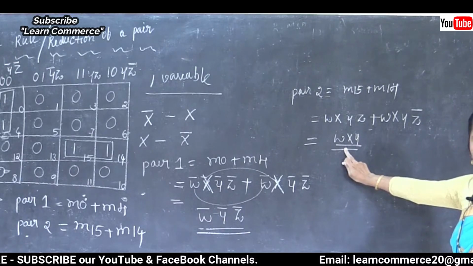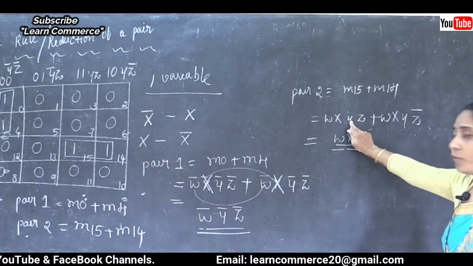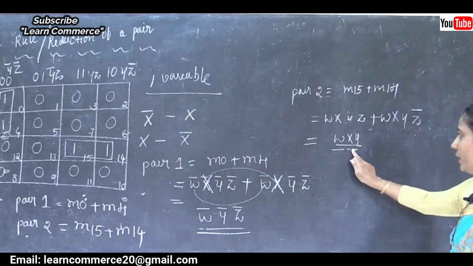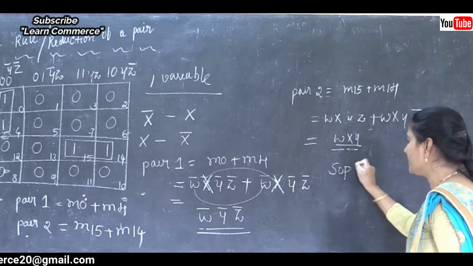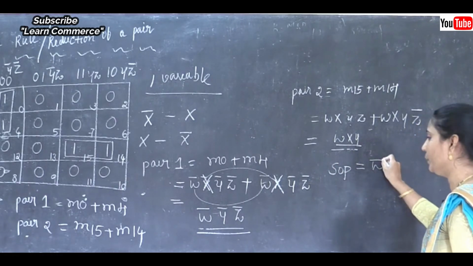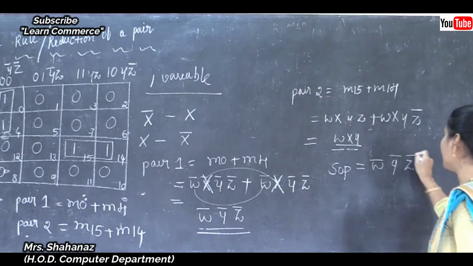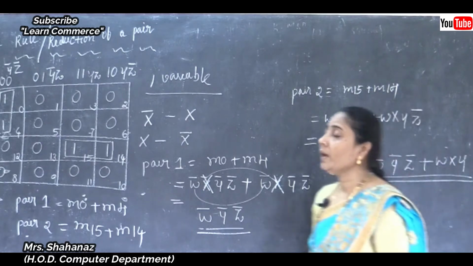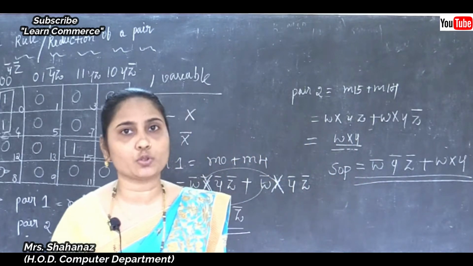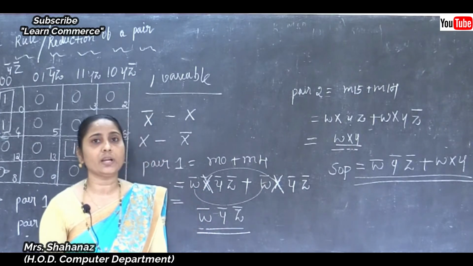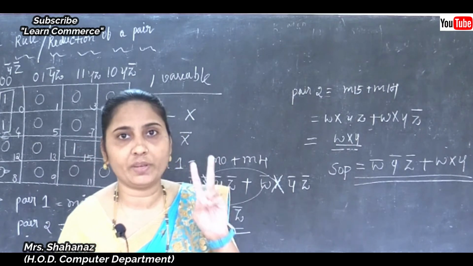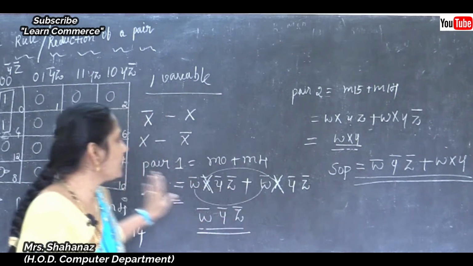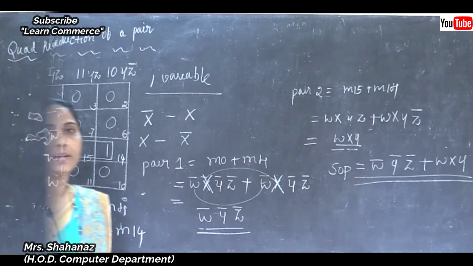So a pair removes one variable only: first 4 variables, but the final result is 3 variables only. So the final result is SOP equal to complement W, Y, complement Z plus W, X, Y. This is the result of our pair reduction rule. Is this point clear, how to make the reduction using the pair reduction rule? We need to make two ones into a pair in this case.